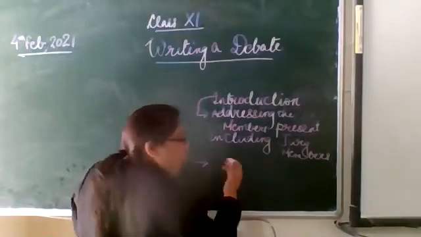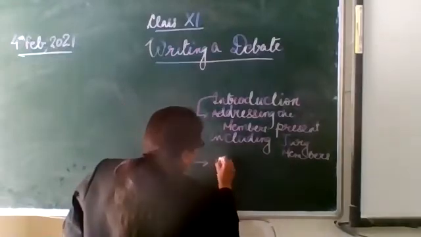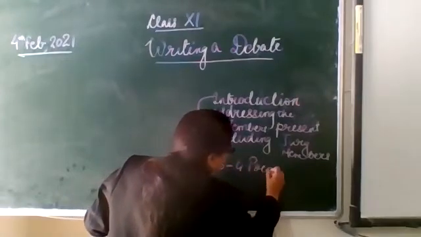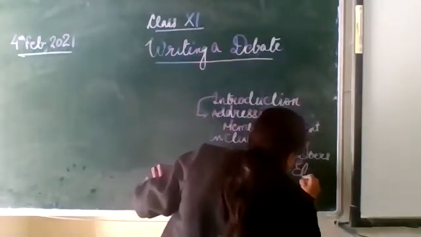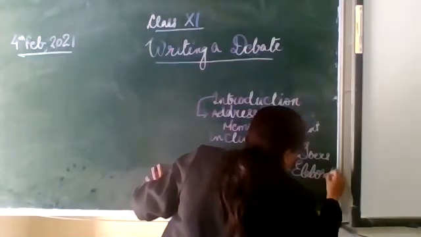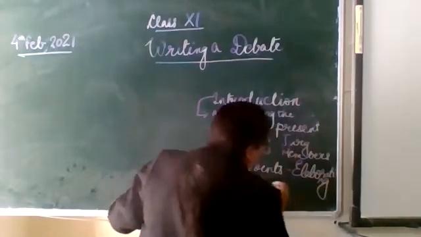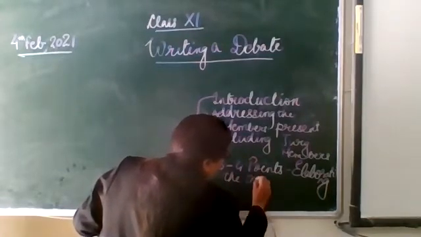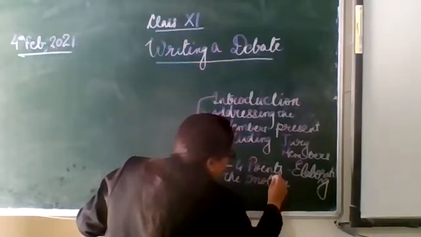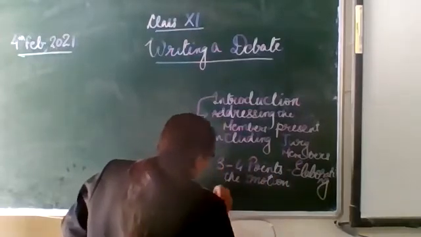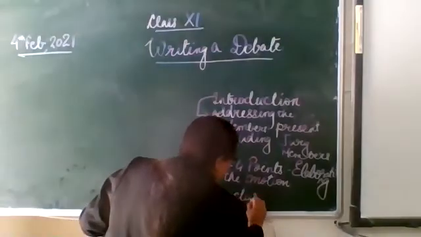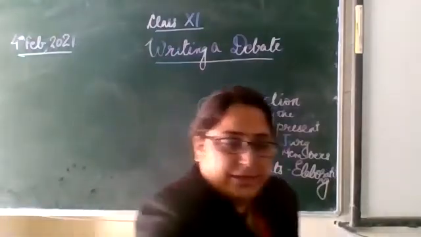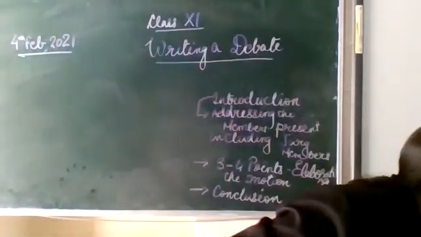So those 3 to 4 points, in support or against, for or against, elaborating the motion, right? Then the conclusion. Dear students, let us take an example of this.